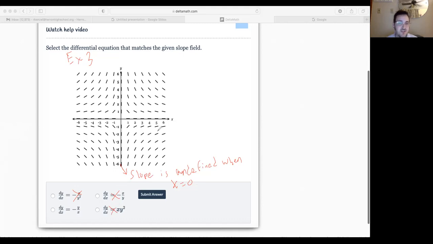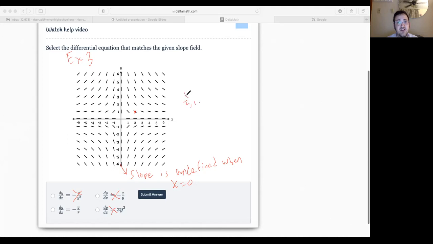Now, before I click the submit button, I even like to just test it out and see, does the answer make sense? So I'm just going to choose a random point. So let's say I want to do 2, 1.